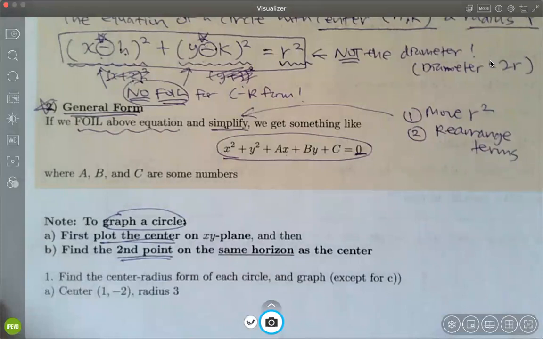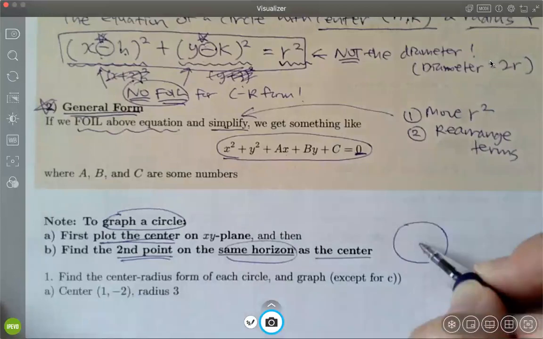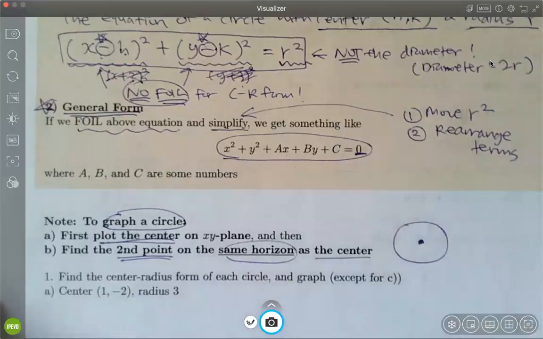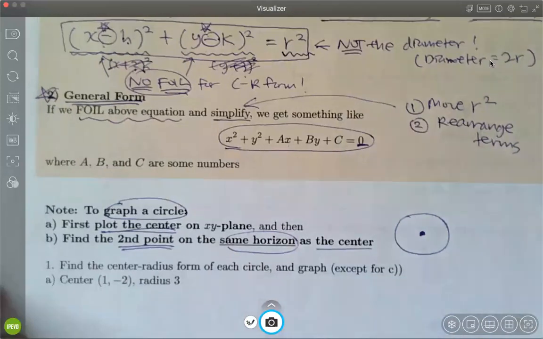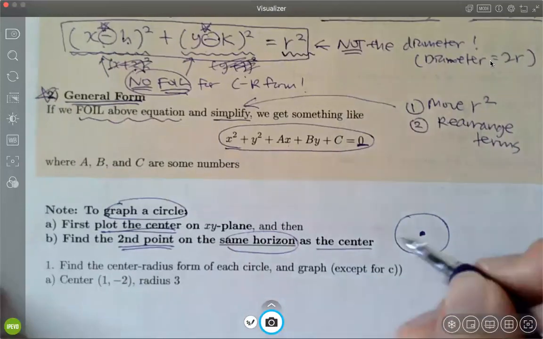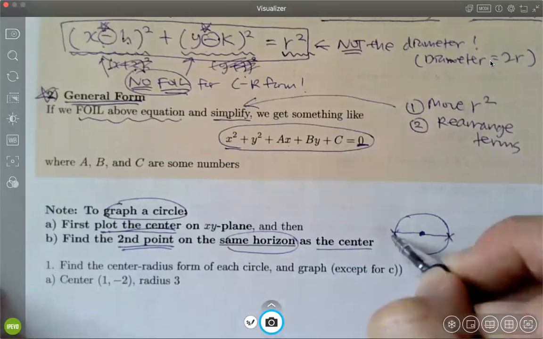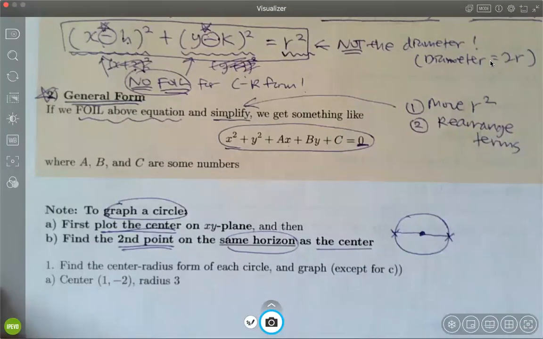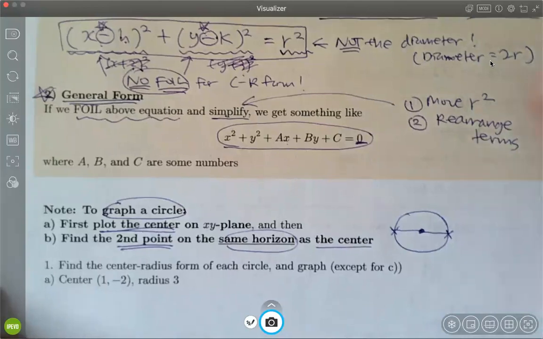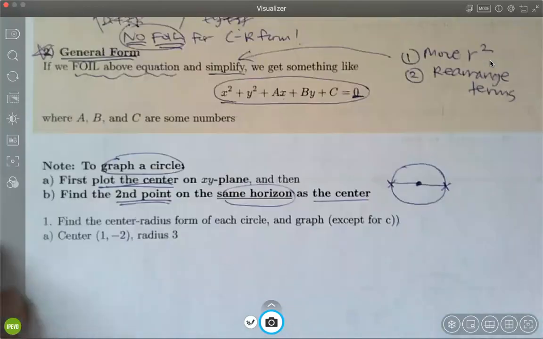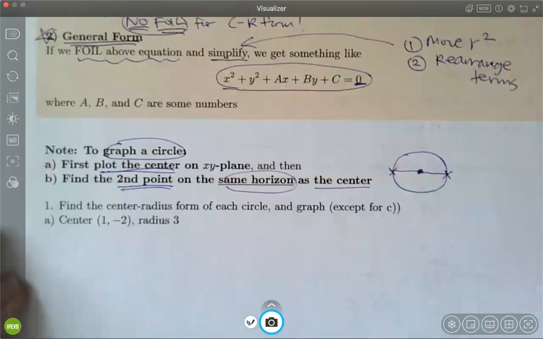Now, how do you find the second point? It has to lie on the same horizon as the center. So what does that mean? For example, here is the center on a circle, and same horizon means what? Either this or this. In other words, these 2 points are the 2 ends of the diameter. That's how you get the second point, which lies on the same horizon as the center.